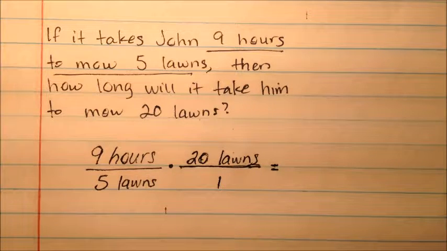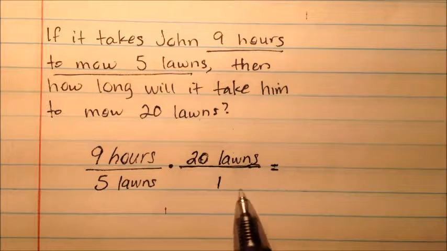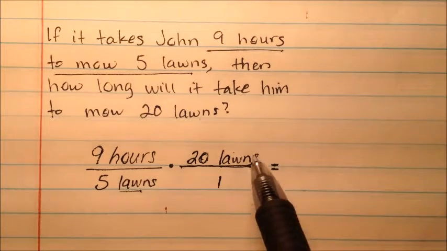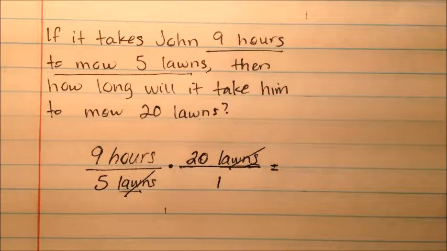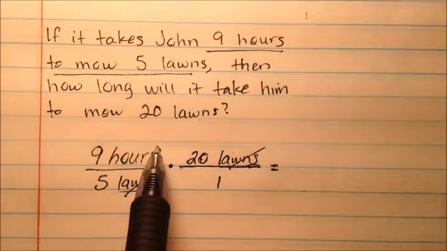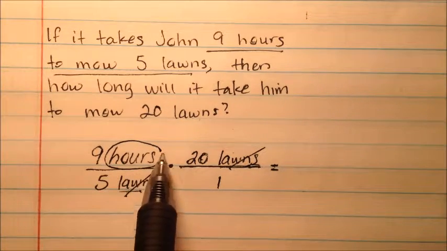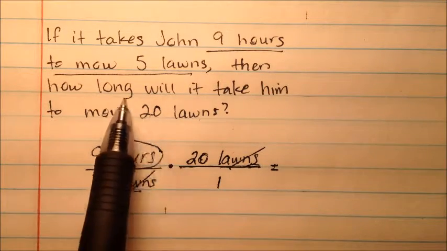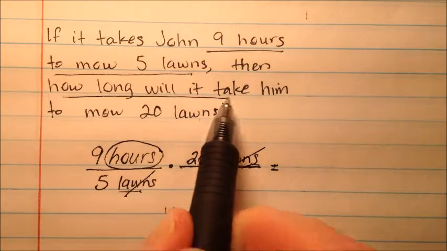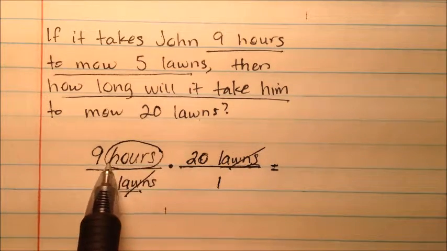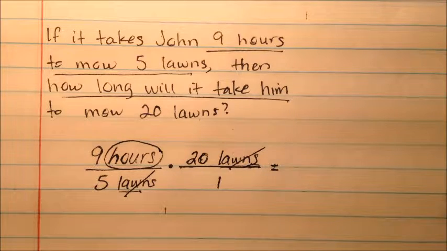Okay, so let's look at this multiplication problem the way we have it. Remember, when you're multiplying fractions, any factors that are on top and on bottom can be canceled out. So basically, if we see things on the top and on the bottom, let's cancel them. So it looks like the word lawns is on the top and on the bottom. So let's cancel those lawns. And it looks like the units we'll be left with is hours, which the question says, how long will it take him? Well, hours. That's a length of time, so that will be the right unit for us.